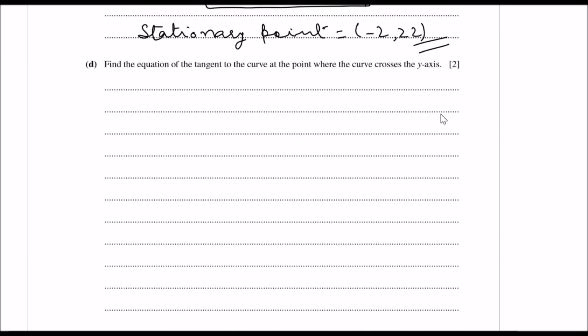Now it says find the equation of the tangent to the curve at the point where the curve crosses the y-axis. Crosses the y-axis means x equal to 0, right? So x equal to 0, let us have dy by dx at x equal to 0. So 3 into 0 square minus 12. So answer is minus 12 only, right? So that means dy by dx gives us the gradient of the tangent at that point. So we got minus 12.